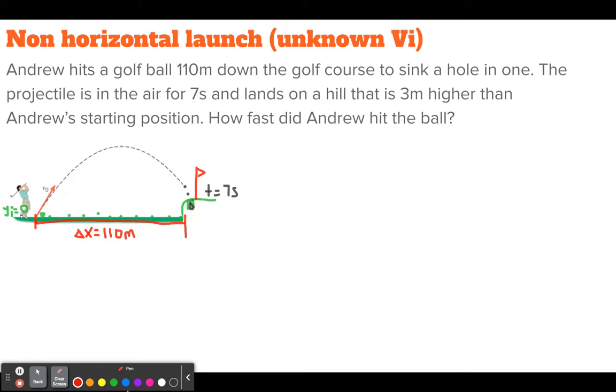So that means that the change in the height, from initial height to final height, delta y, is going to be 3 meters. So the final position is above the initial position. So delta y is going to be a positive 3 meters. We're asked to figure out how fast Andrew hit the ball. So how fast? What does that mean? It's asking for the speed or velocity of the object.